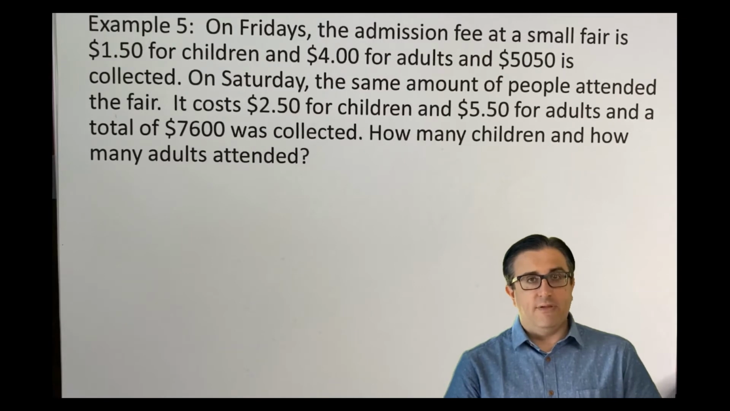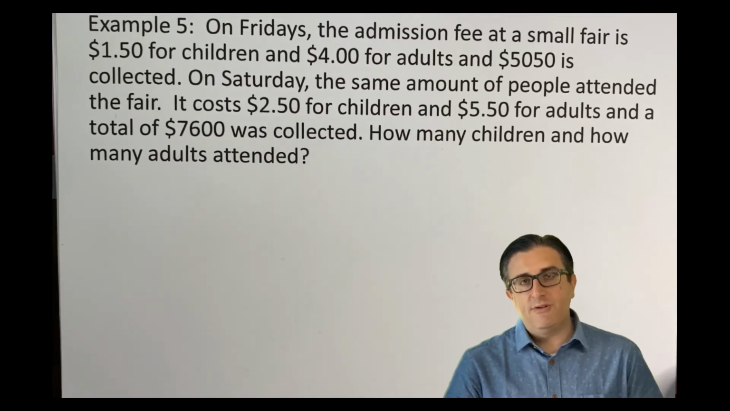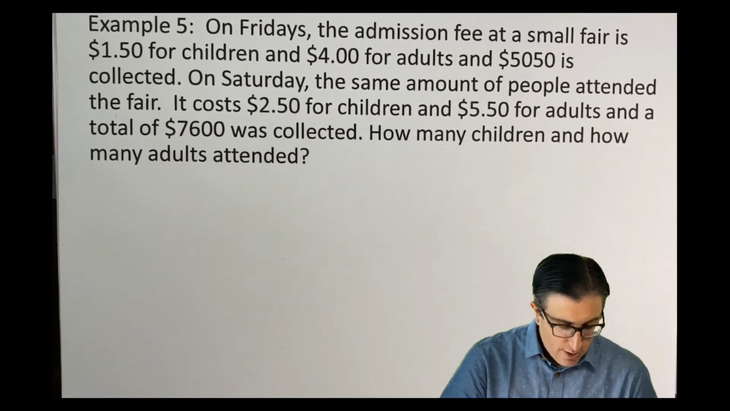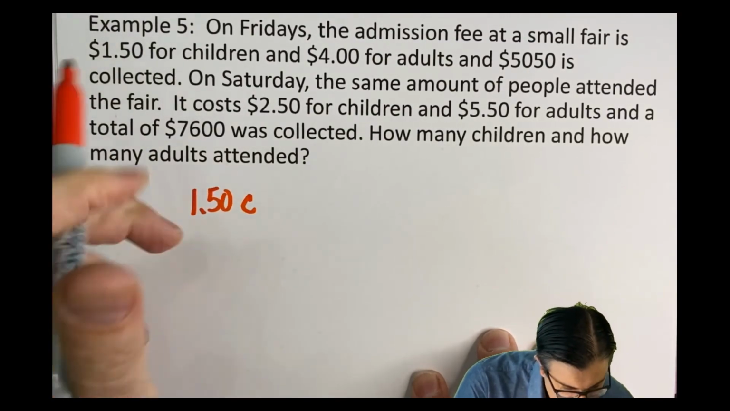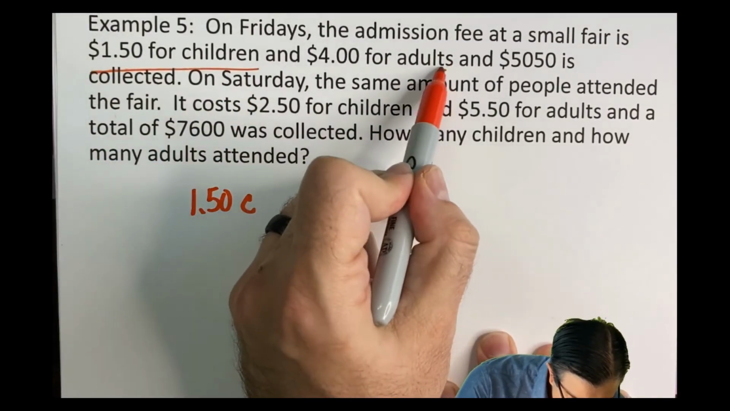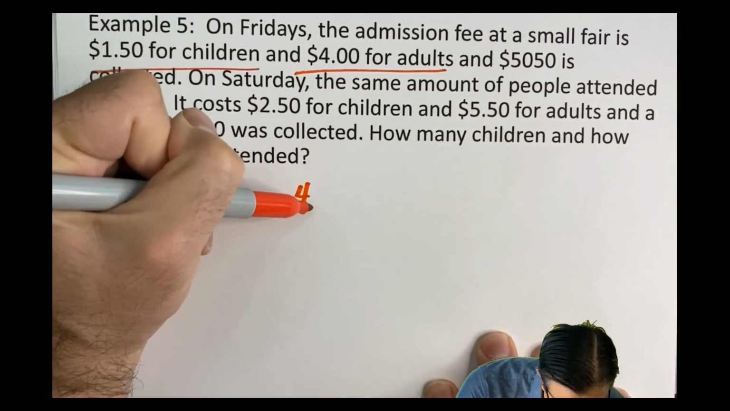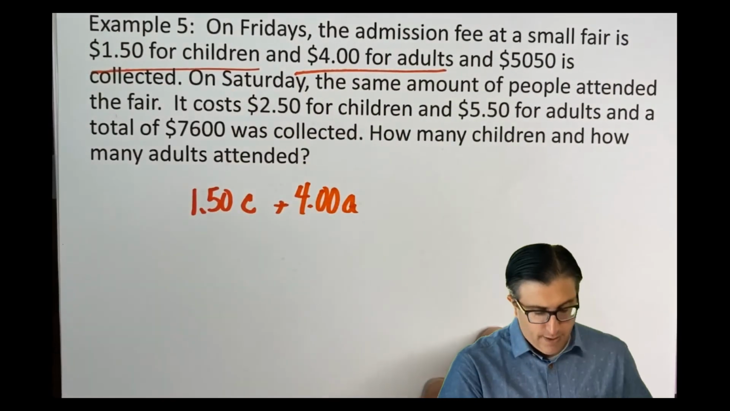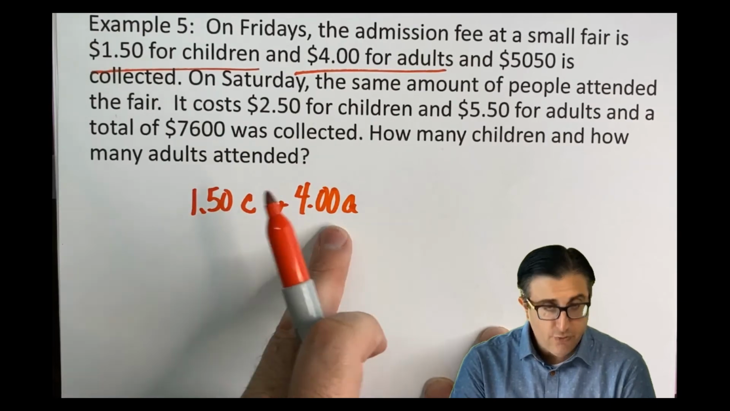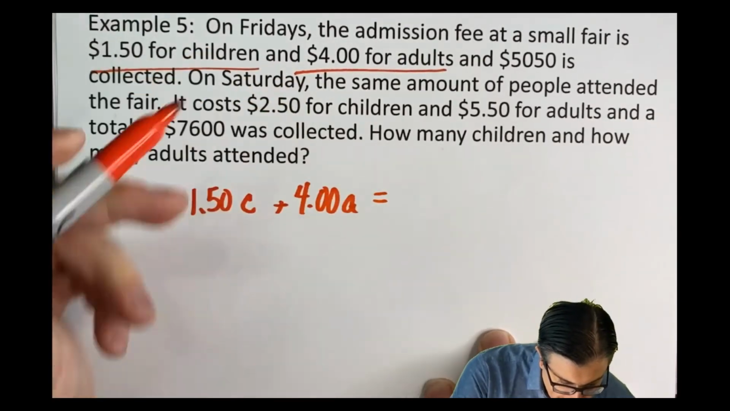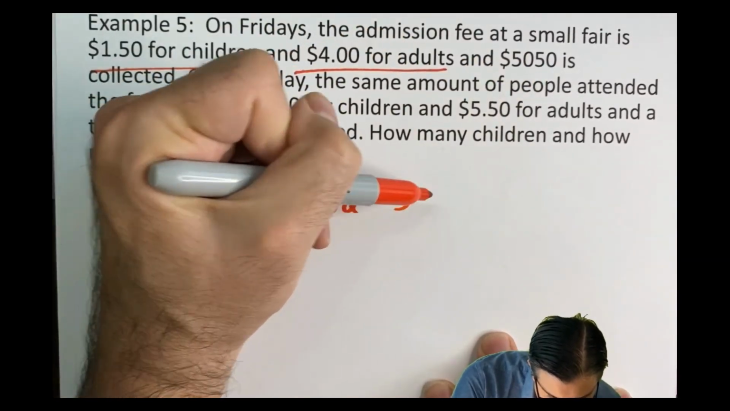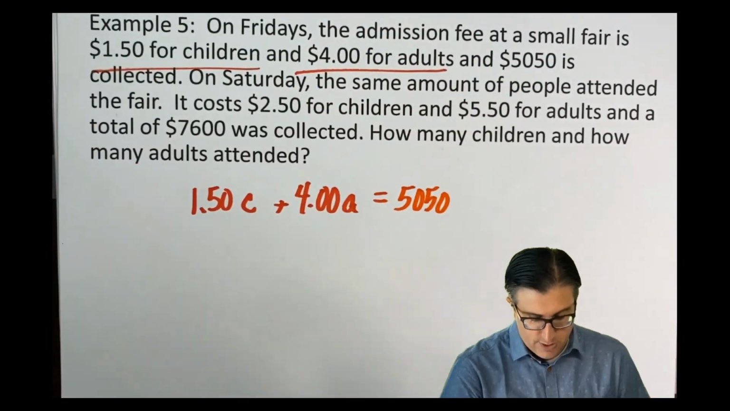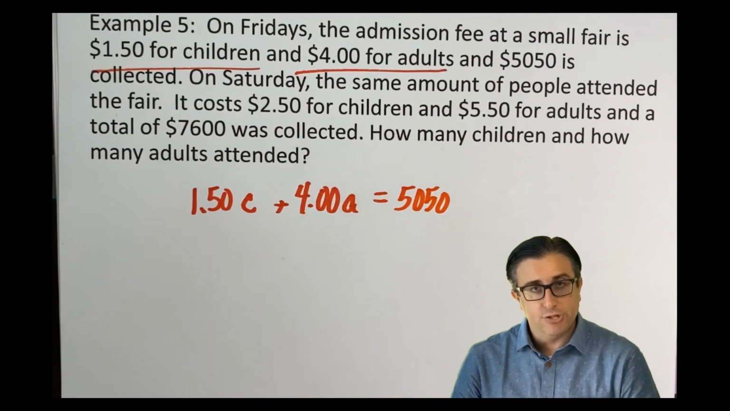Well, let's break this down. There's a Friday equation, and there's going to be a Saturday equation. The Friday equation is $1.50 for children, and $4 for adults, and a total amount of money on Friday night was $5,050. That's my Friday night equation.